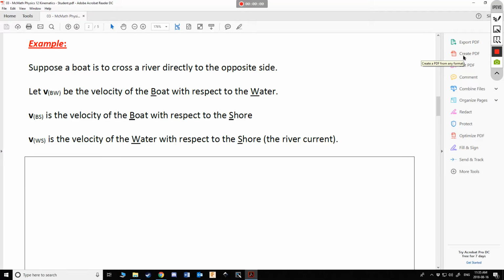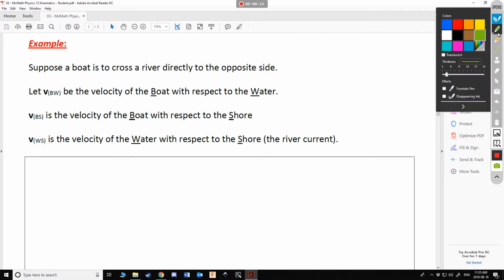Okay, some of you may have done this type of question with me last year. So in this case, we have a boat that wants to cross a river directly to the opposite side. So we have the velocity of the boat relative to the water, BW, velocity of the boat relative to the shore, velocity of the water relative to the shore. So in setting up the scenario, you get the following.